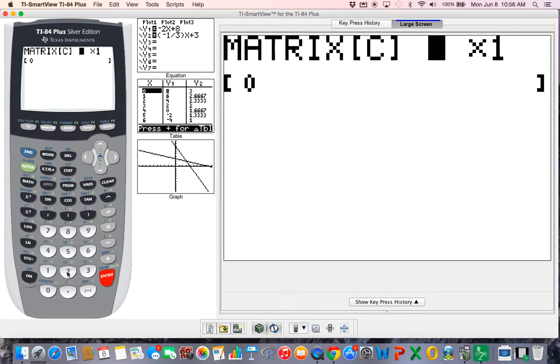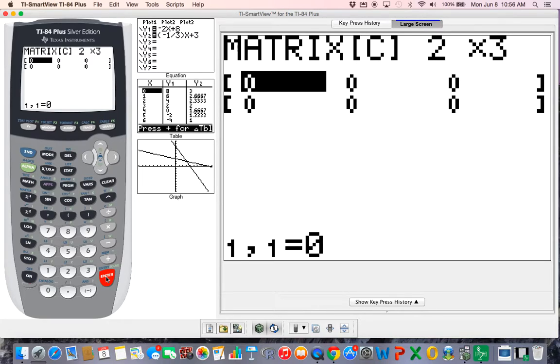And this thing is a 2 by 3. And I tell you what, I do want you to do this because this is something that I'm going to do in just a second.